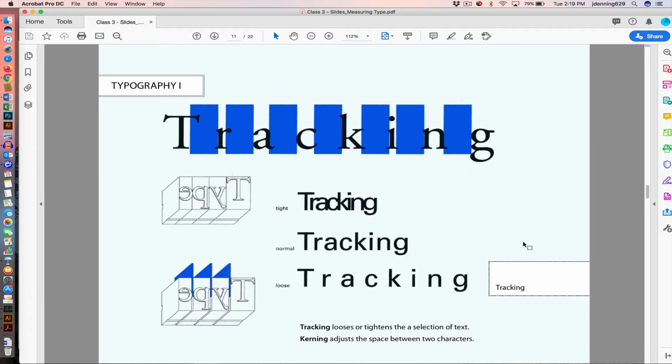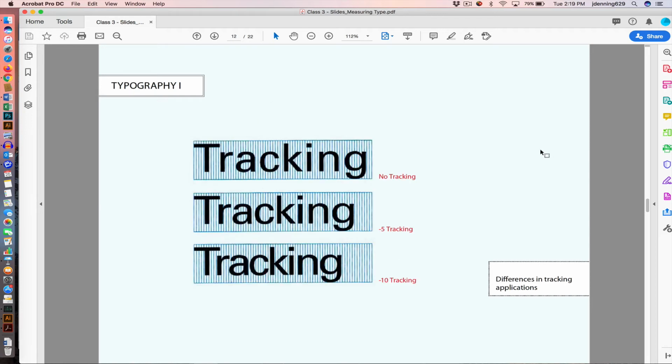Tracking loosens or tightens the selection of text. And kerning adjusts the space between just two letters or two characters. So there's tight tracking, and there's normal tracking, and there's loose tracking. You can kind of see in this example.